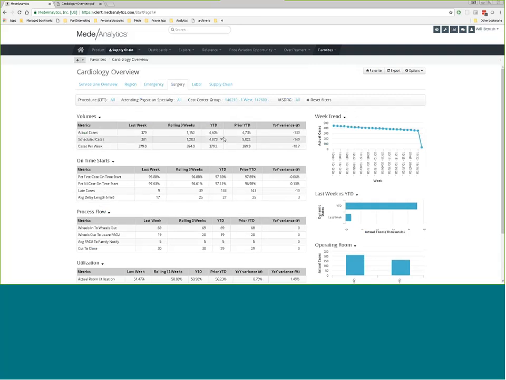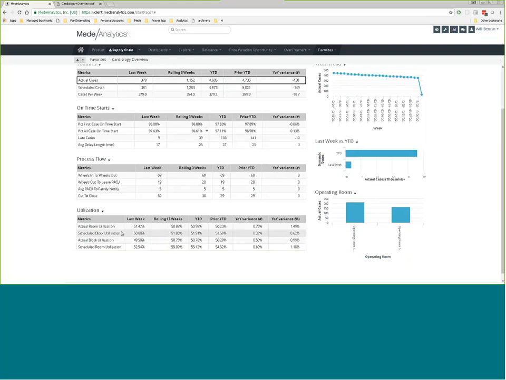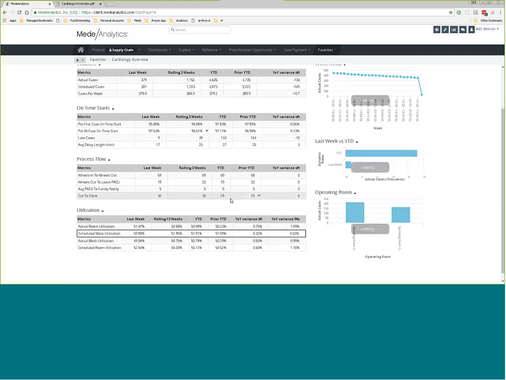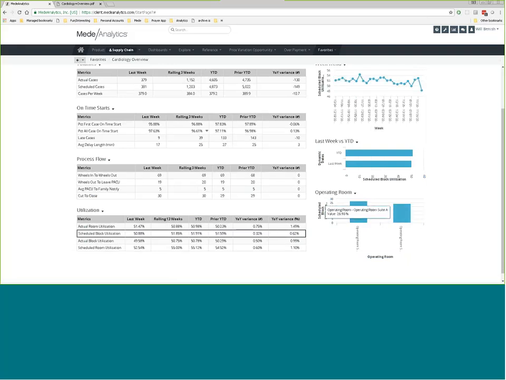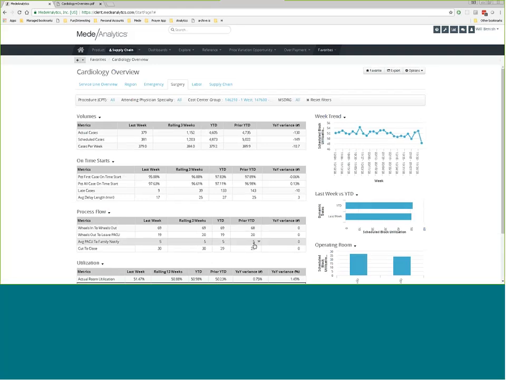Switching over to the operating room. Let's look at our case volume over time, year-to-date changes, percent cases on time, or percent first case on time start, wheels in to wheels out, cut to close, room and block utilization. How are we doing on our block utilization? Is it different for this OR or that OR? Or is it different for this surgeon than this surgeon?